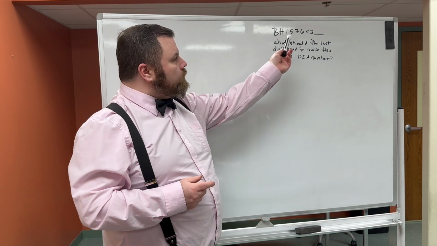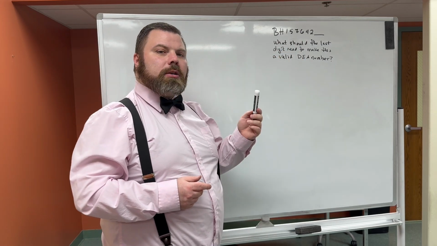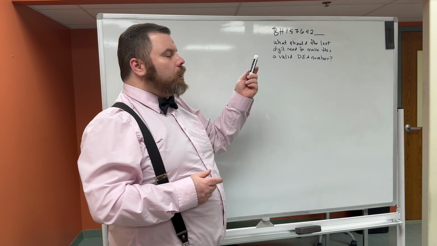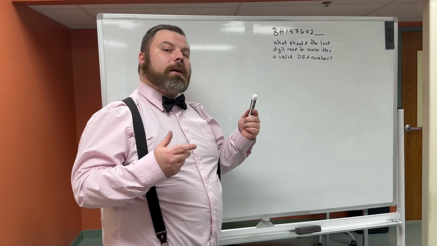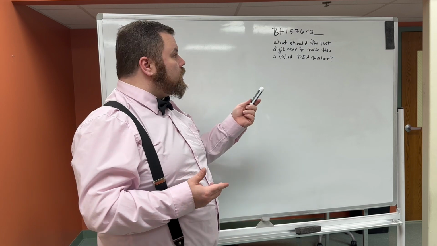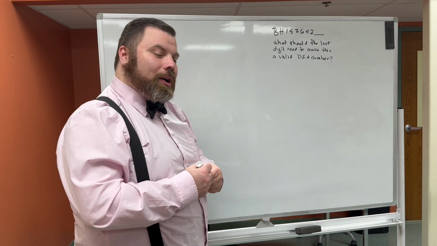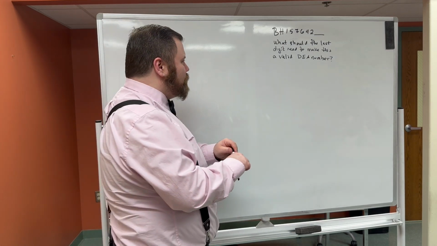Now here I've left the last digit blank. Sometimes you may encounter a scenario where there is a digit there and you need to verify that the digit is correct. But in this case, I've left it blank. So let's calculate it together. Let's go to the board.